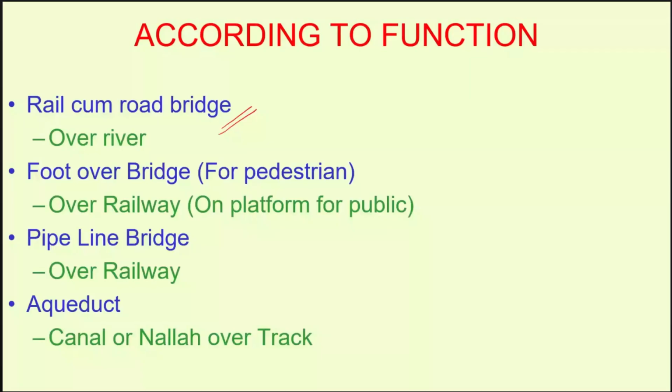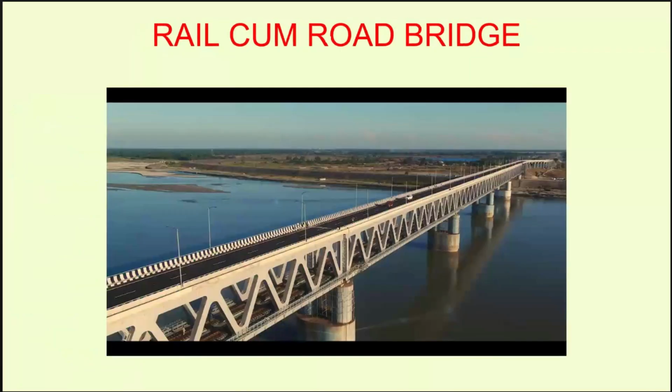Some examples of the rail cum road bridge: this is the Bogibeel bridge. Here you can see the road, and here we can see the rail track.